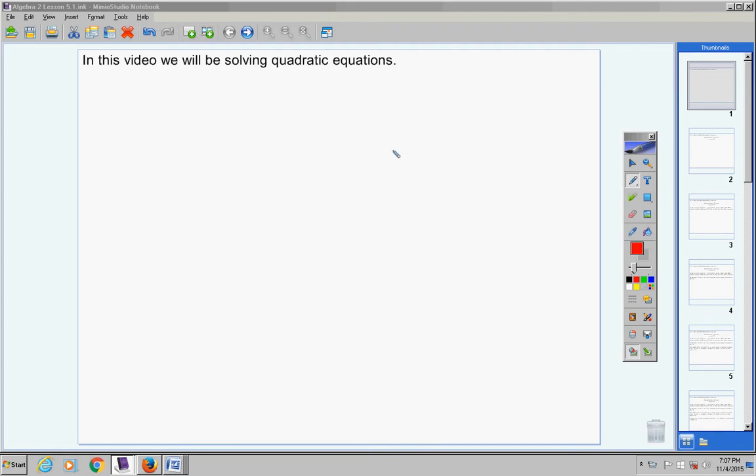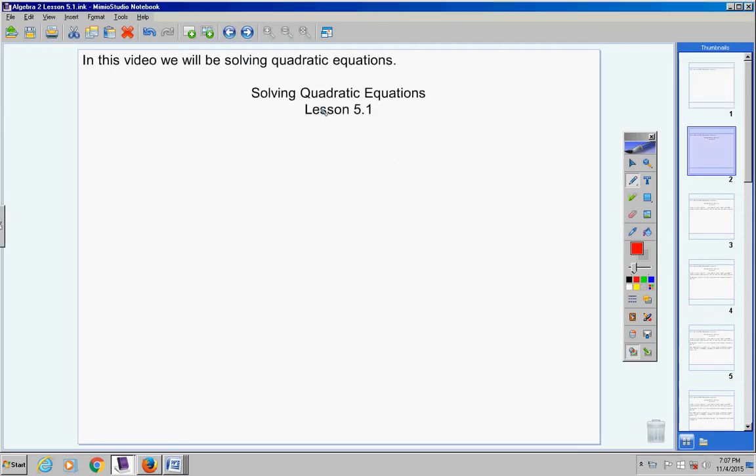Solving quadratic equations. So your heading for today is solving quadratic equations, lesson 5.1, and as I always encourage you to do, I would include today's date so that your notes are organized, okay? Your heading is solving quadratic equations, lesson 5.1, and be sure to include today's date.